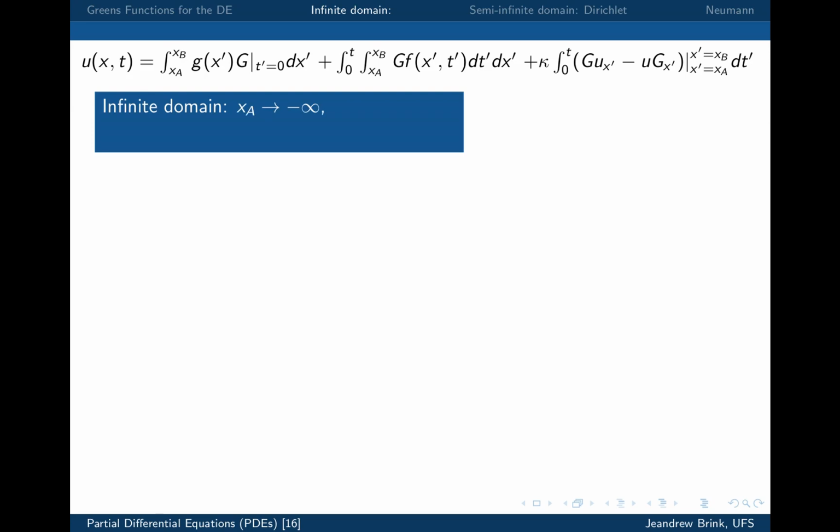So in the infinite domain, we basically let our boundaries go to plus or minus infinity. What we want to solve then is this equation, u_t minus kappa u_xx equals f, given the initial condition u equals g. And with the assumption, which always happens if you're working on an infinite domain, that you specify your data as bounded, and secondly that the boundary conditions are also bounded.